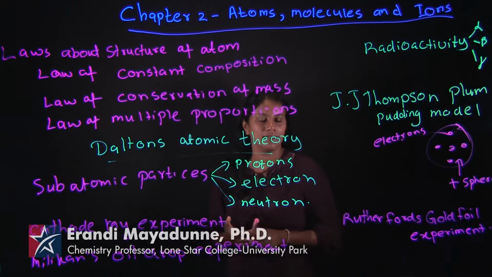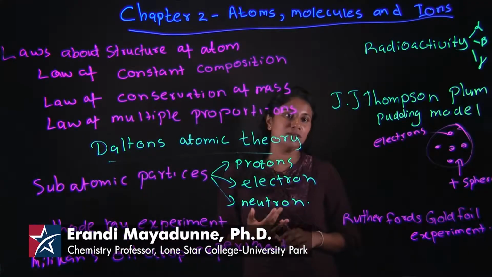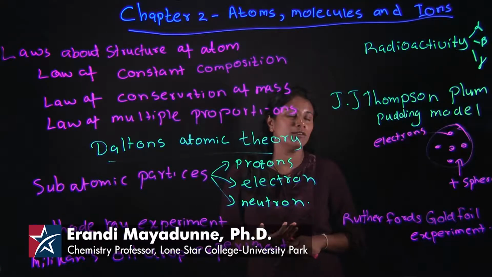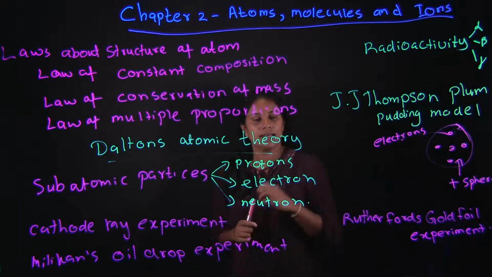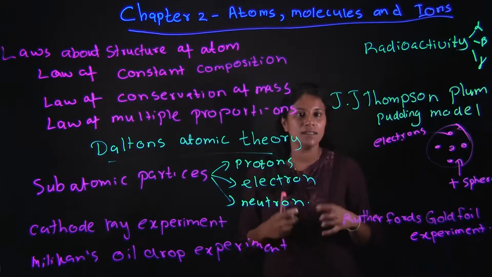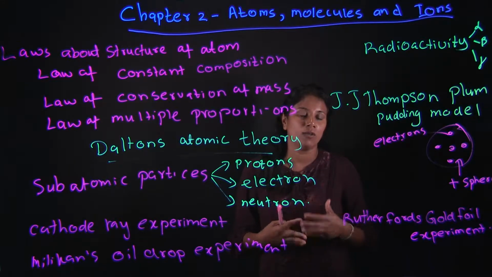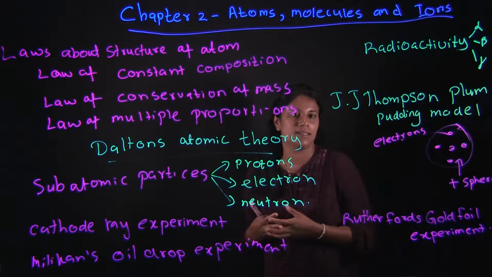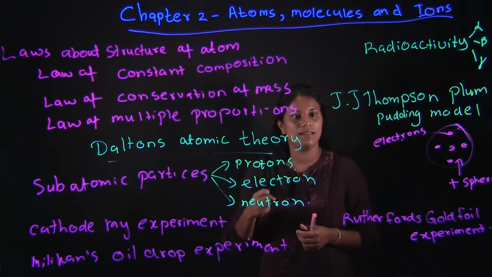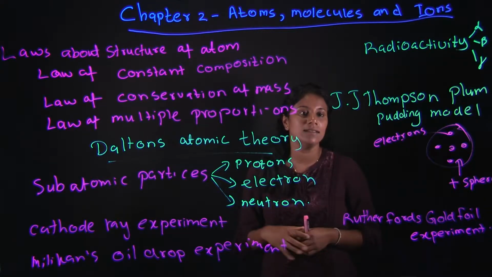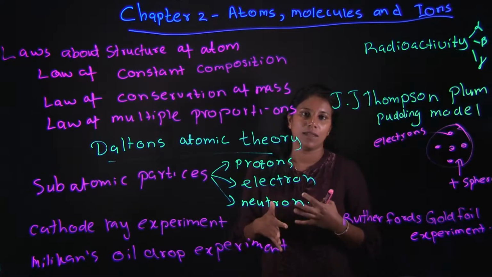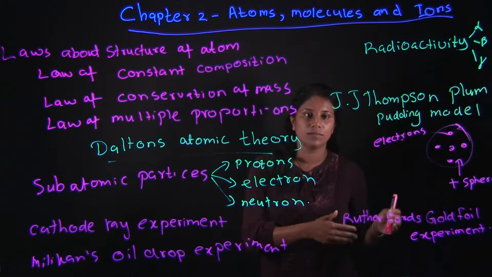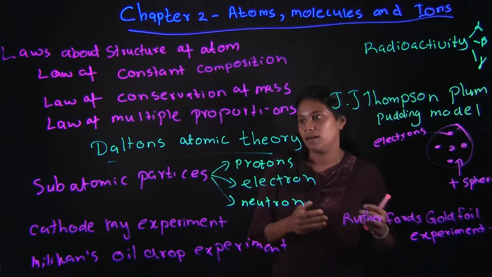Today I am explaining chapter 2. Chapter 2 talks about atoms, molecules, and also we learn about ions. It begins with the history, how these subatomic particles were discovered, what experiments scientists did to identify these subatomic particles, and then we're going to learn the other important concepts, atomic mass and isotopes, like that.